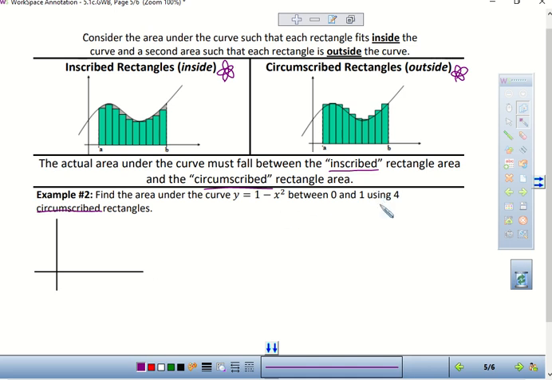We're going to start by setting up our drawing. So we're going between 0 and 1, and we're trying to use 4 circumscribed rectangles. So how many data points do I need? 5 data points. So that means I'm starting at 0. I'm ending at 1. And between that, I know I have to have 3 more data points. So what's the exact middle here? Good. Between 0 and 0.5?